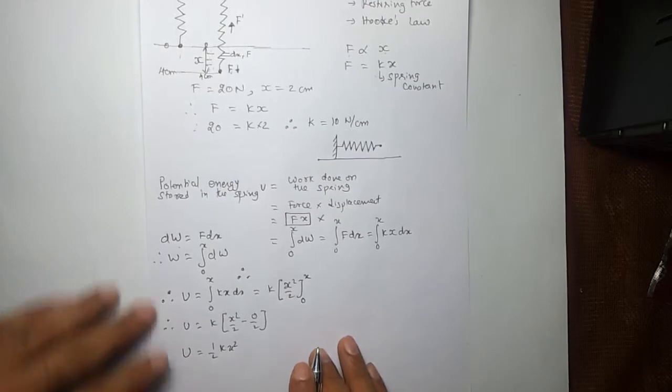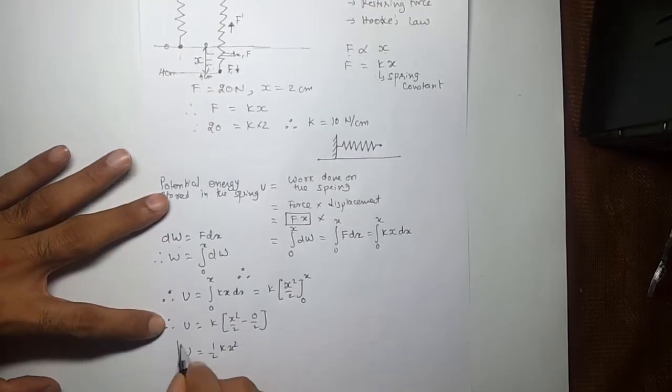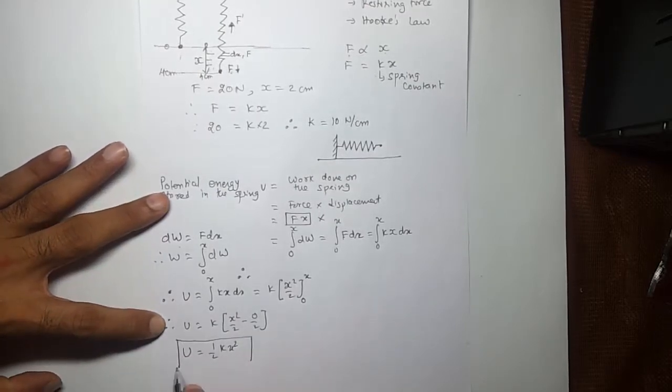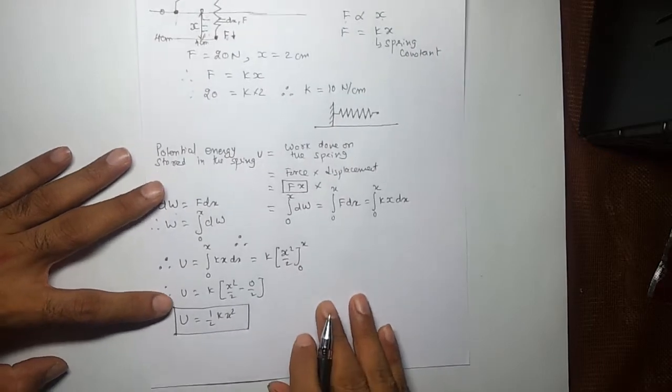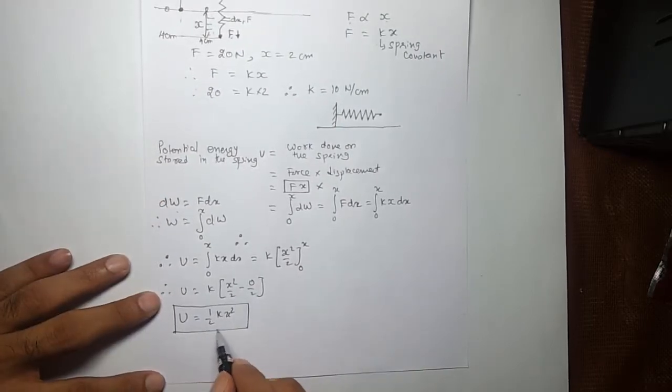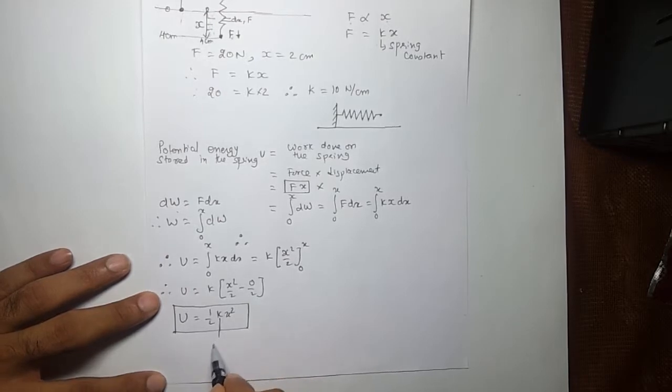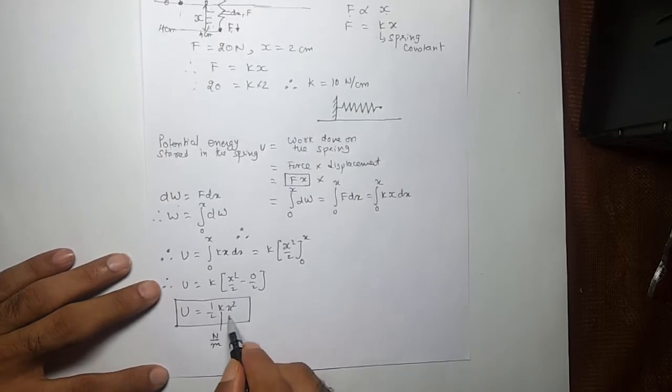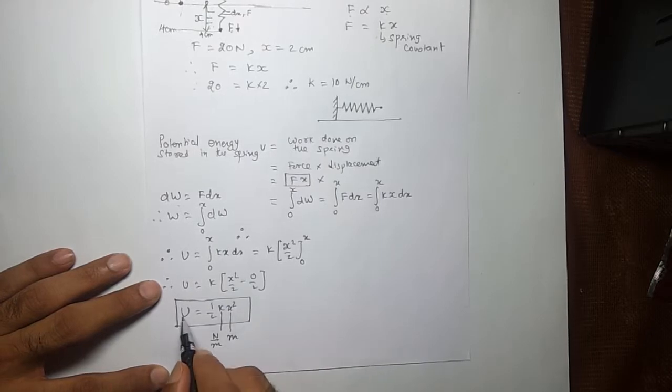And this is how I get an expression for the potential energy stored in a spring. U is equal to half kx square. Right? U is equal to half kx square. What does this mean? This means that if I have a spring which has a spring constant of k newton per meter, I'm taking SI units, and it is elongated by distance x in meters, then the potential energy stored in that spring would be half kx square, and this you would get in joule.